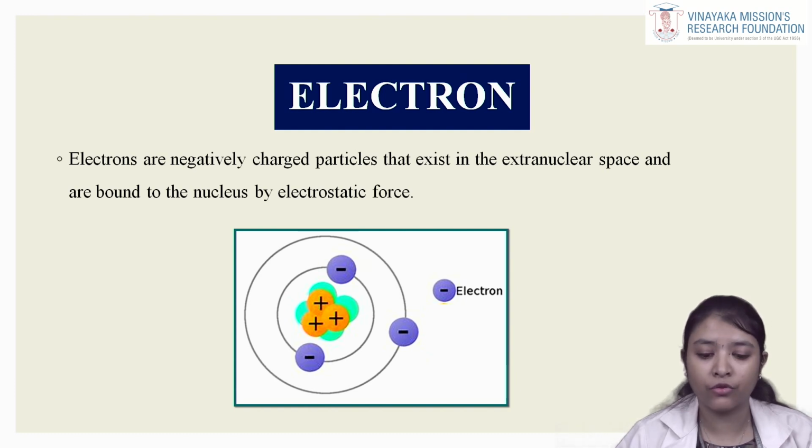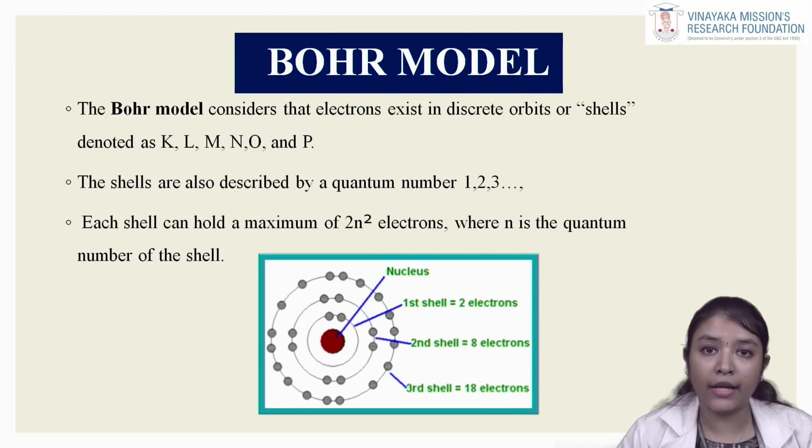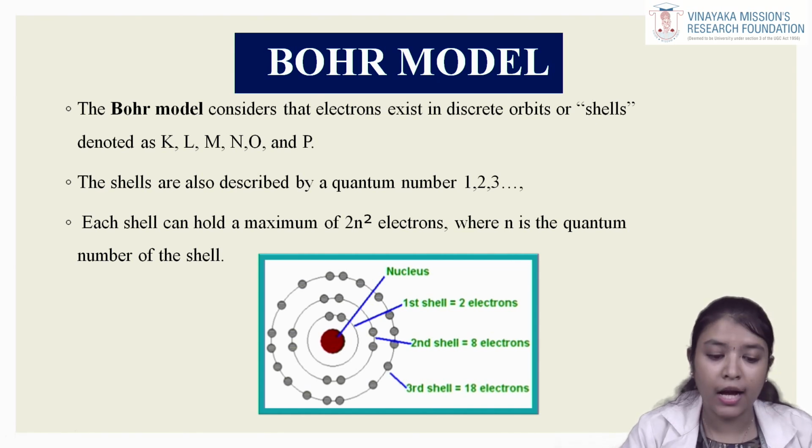an electrostatic force. The Bohr model is used to calculate the number of electrons to be present in each orbit. The arrangement of electrons around the nucleus resembles a miniature solar system. That is, the electrons revolve around the nucleus in paths called orbits or shells. The shells are described as K, L, M, N, O and P. They are also described based on the quantum number, that is 1, 2, 3, etc.